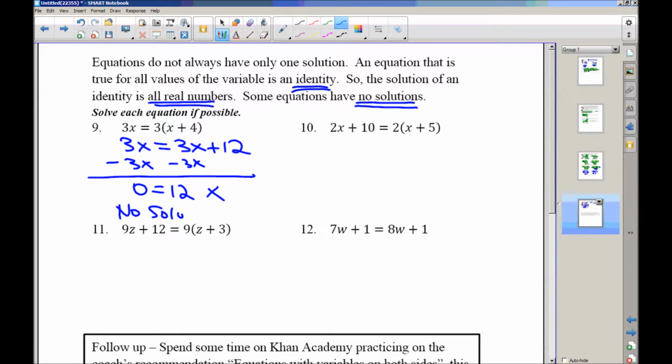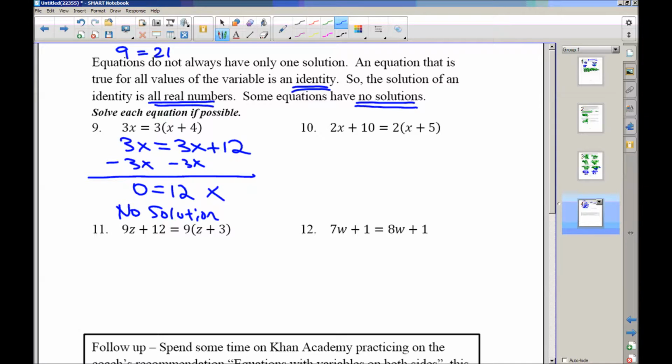This is no solution. And the reason is, no matter what x you pick, the right side will always be 12 bigger. So for instance, if I pick 3, the left side would be 9. And then 3 plus 4 is 7. 7 times 3 is 21. There's a difference of 12 in those. No matter what x you pick, you plug it back in, you're going to find the difference of 12.